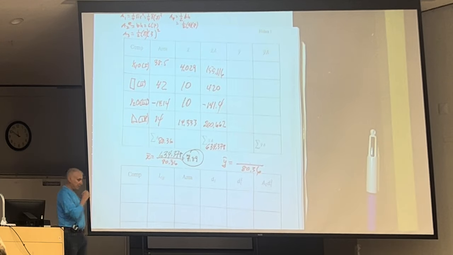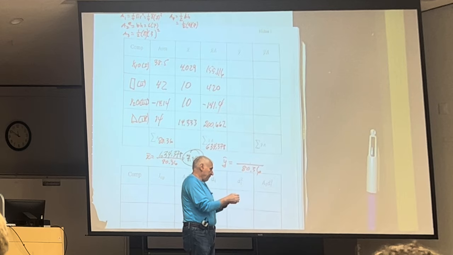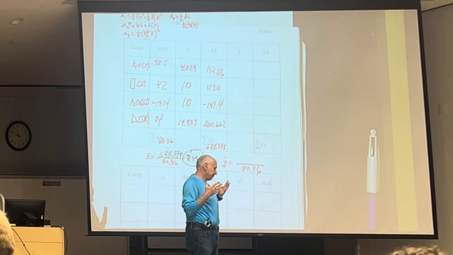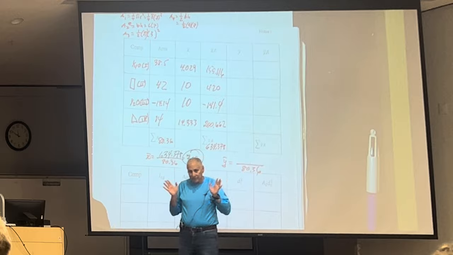That's how simple this is. Notice I'm adding, subtracting, multiplying, dividing. That's it. That's all I'm doing. Don't make this hard, because it ain't.